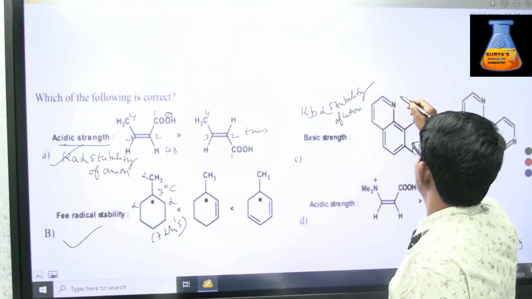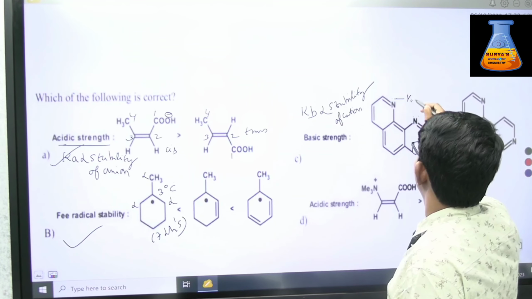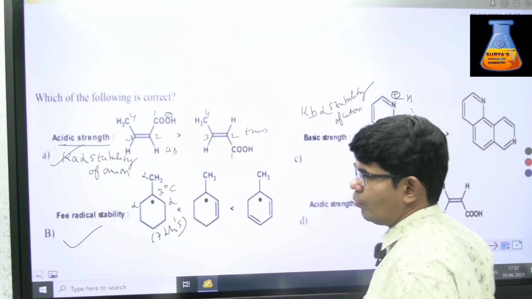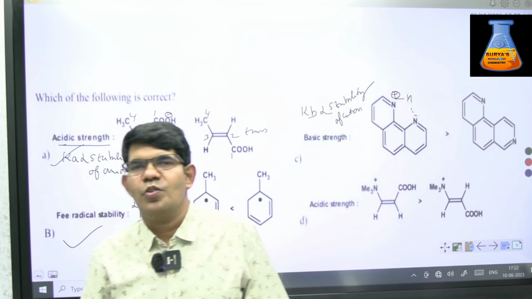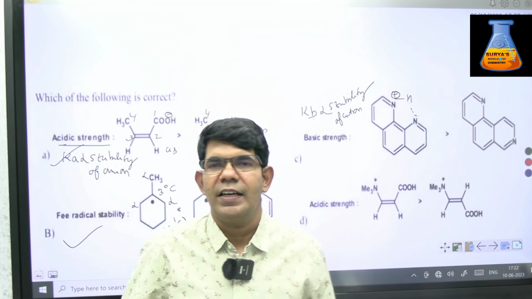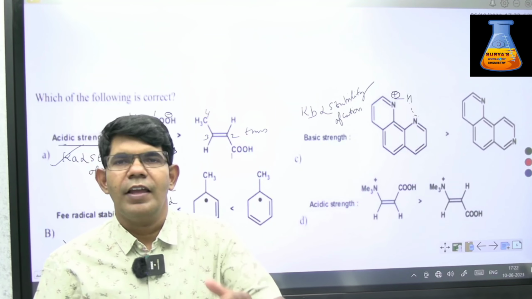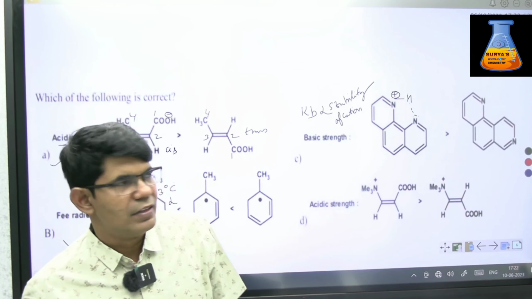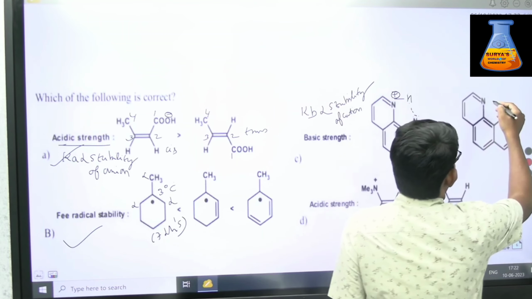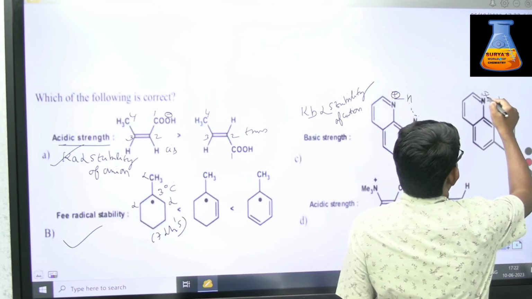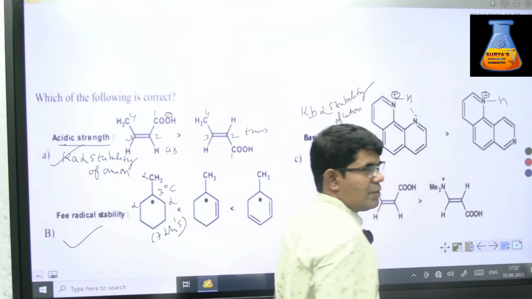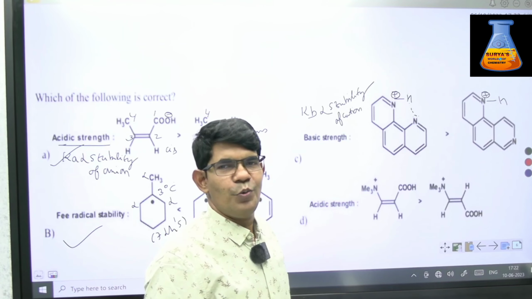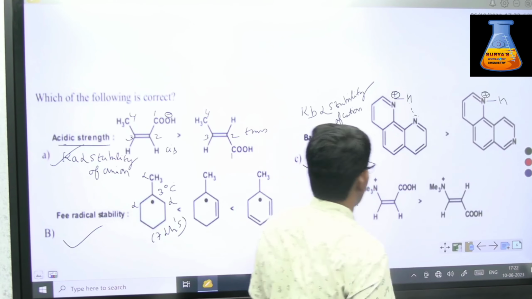So by accepting H plus ion, nitrogen gets a positive charge, so this can involve in hydrogen bonding. So the solvation ability when it involves in hydrogen bonding increases. When it increases, the cation stability increases. But here you can't really expect hydrogen bonding when this nitrogen accepts the proton. So the relation stands true. So option C is also correct.